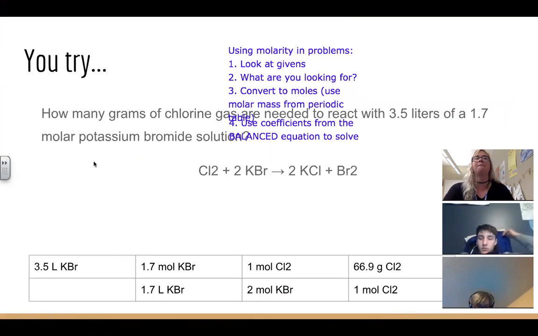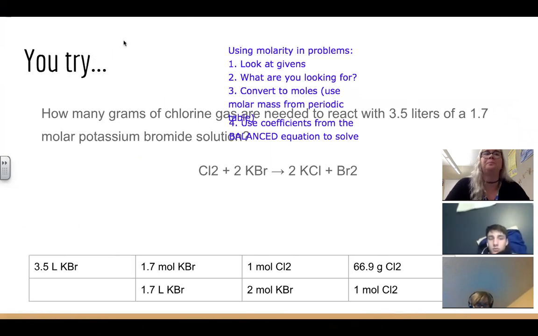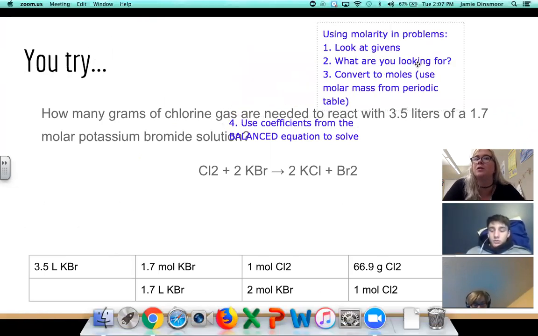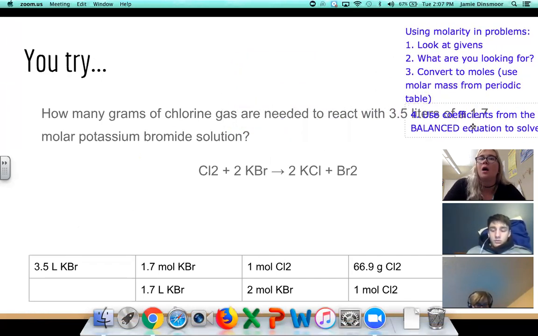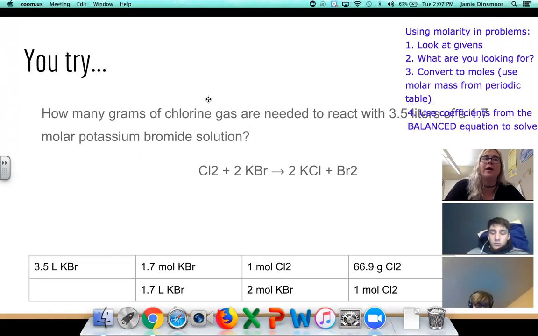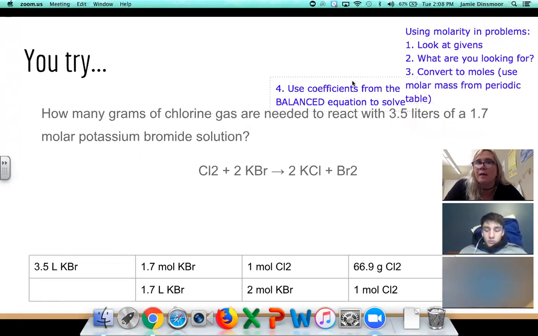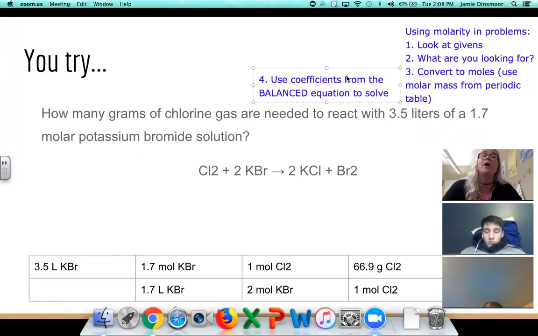All right, so now you're going to try. Let me move these instructions over here to the corner. How many grams of chlorine gas are needed to react with 3.5 liters of a 1.7 molar potassium bromide solution?